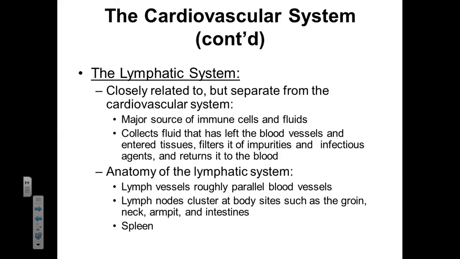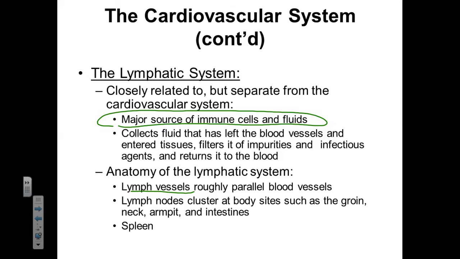It's also going to be a major source of our immune functions. We are going to filter the extracellular fluid with the lymphatic system, and we are going to help expose our lymphocytes to potential antigens that have been caught by antigen-presenting cells. If we look at our lymphatic system, we're going to have lymphatic vessels that are roughly parallel to the blood vessels. These lymphatic vessels are going to start small and grow larger and larger and larger.